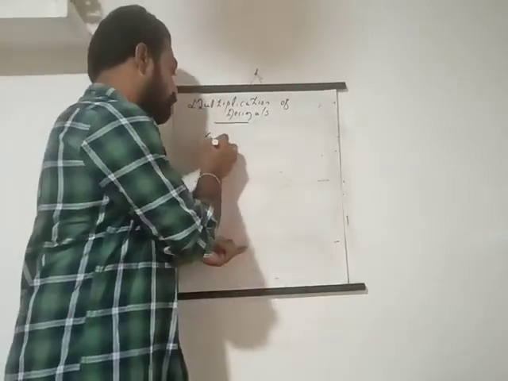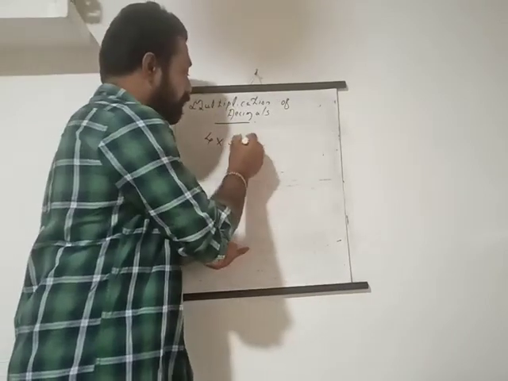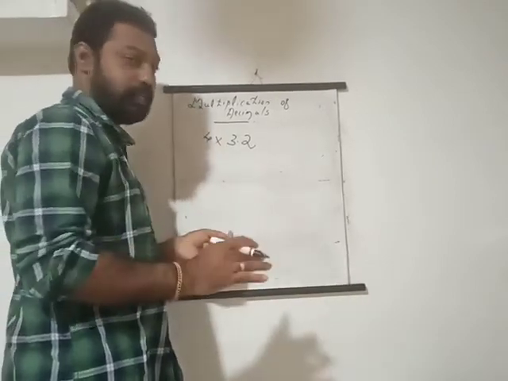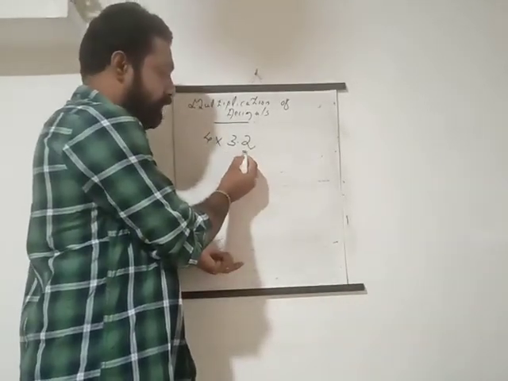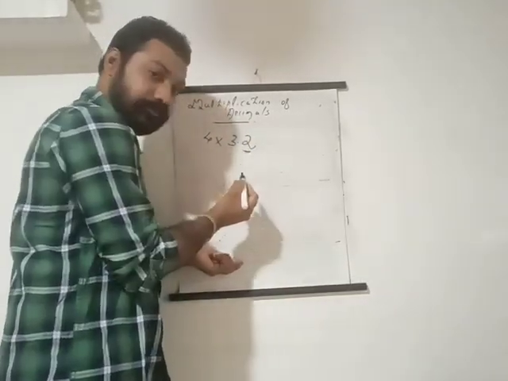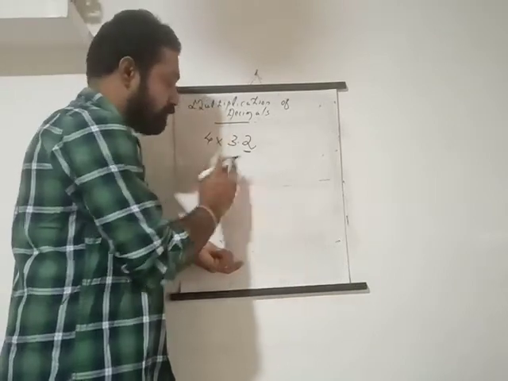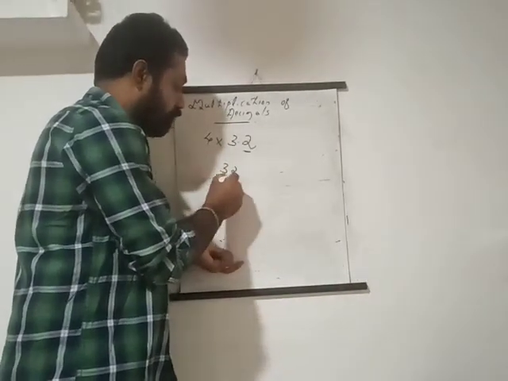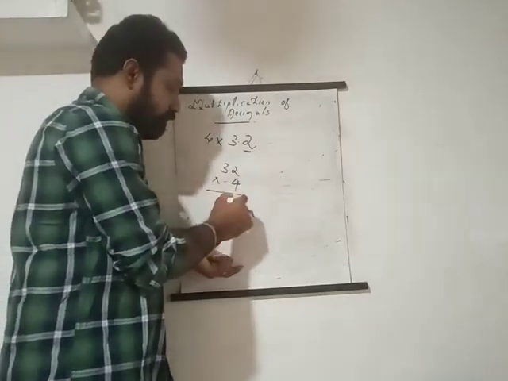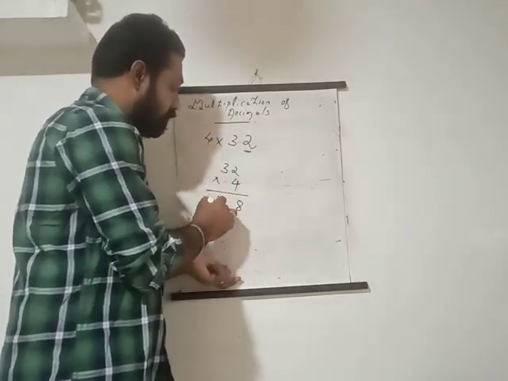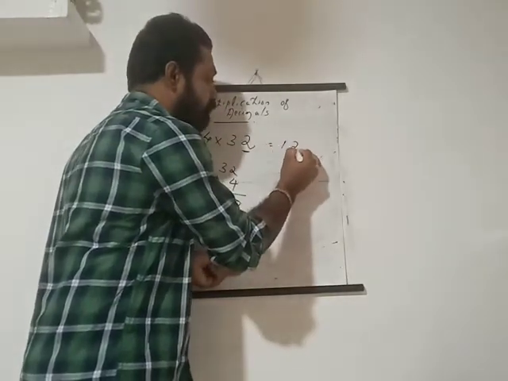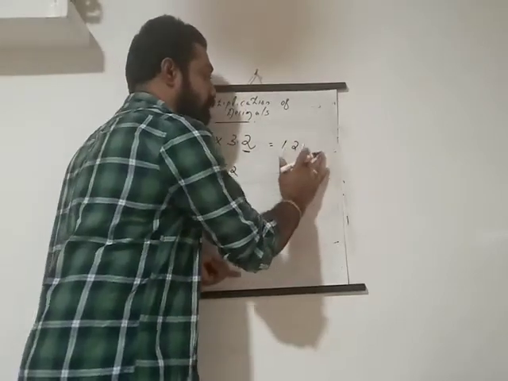For example, 4 into 3.2. Very simple number, but it's a tricky one. You can see that 3.2 has how many decimal places? 1. So when you multiply, just multiply 32 into 4 first. Leave the decimal and multiply 32 into 4. 2 4s are 8, 4 3s are 12. We got 128. We write 128 first, but this is not our answer.